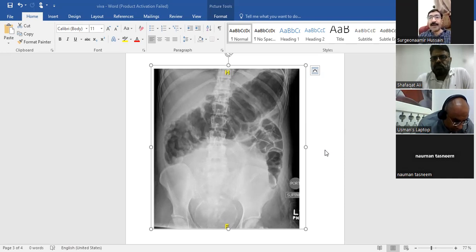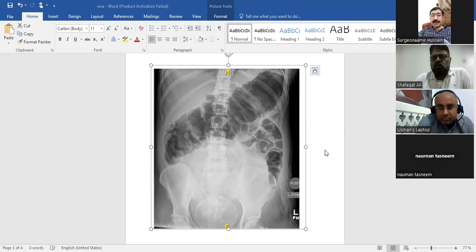So then a simple ileorectal anastomosis can be performed. Okay, suppose it's ulcerative colitis, then what will you do? If it is ulcerative colitis, then we would go for proctectomy and ileoanal pouch anastomosis.